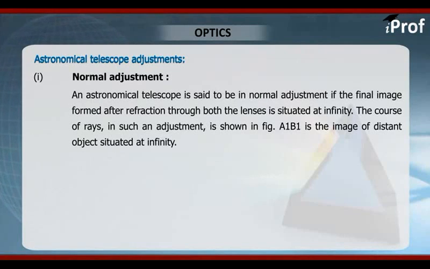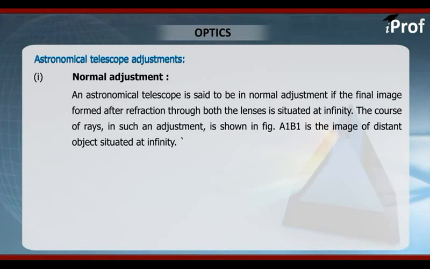This astronomical telescope can be used in two adjustments. The first adjustment is referred to as normal adjustment. Now in this adjustment, an astronomical telescope is said to be in normal adjustment if the final image formed after refraction through both the lenses is situated at infinity. The course of rays in such an adjustment is shown in the figure.